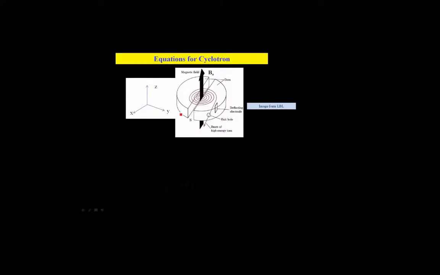So let's go through the equations for how this thing works. For that, we'll let the y-axis be across the D's and the z-axis along the B0. This one shows a different extraction system, but here's the deflection electrode, and this happens to have a hole in one of the D's to let the particles out.